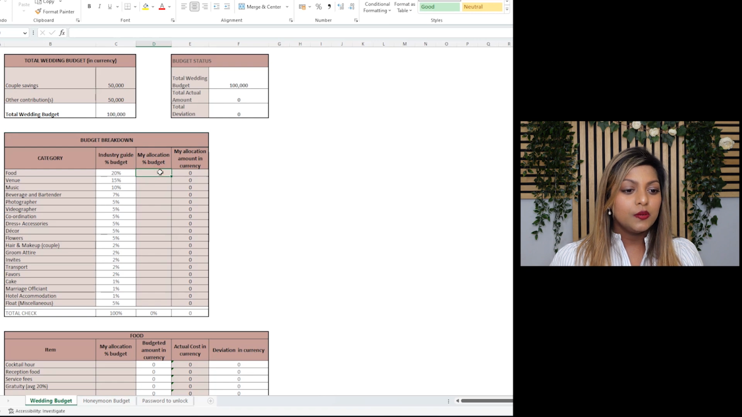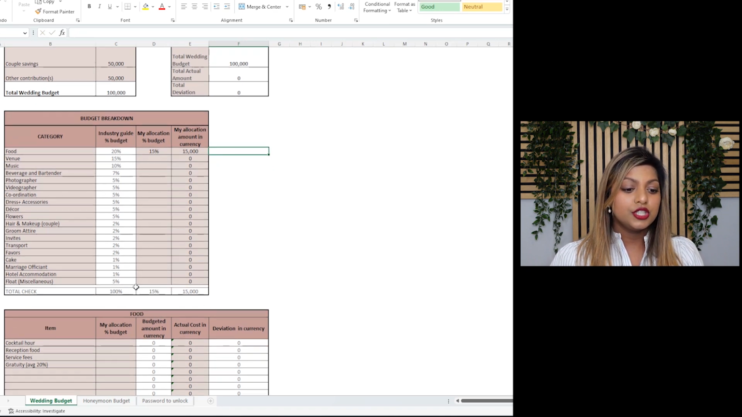So here we could try and say, you know, we had 15% before as an example, and as you see, it automatically calculates that should be 15,000. There's no currency here. Again, it depends on whatever currency you're using. And then everything should add up. So here, as you see, the percentage is 15. This should both match and be 100% in the end.